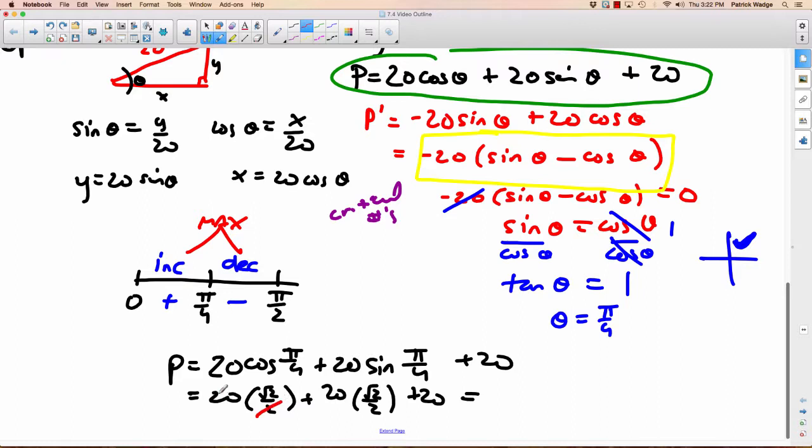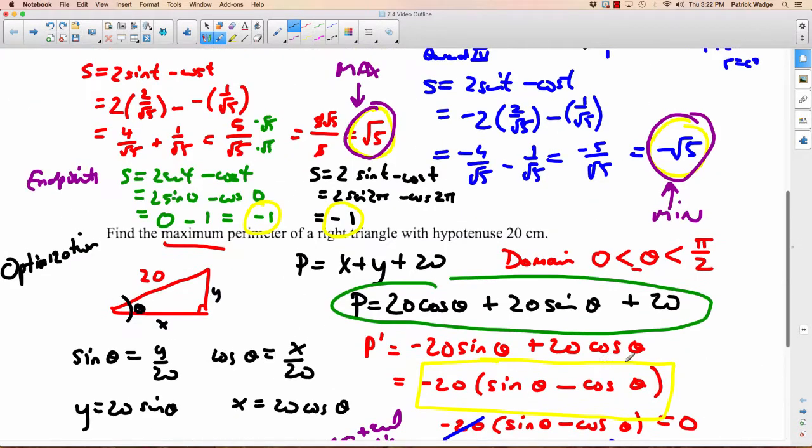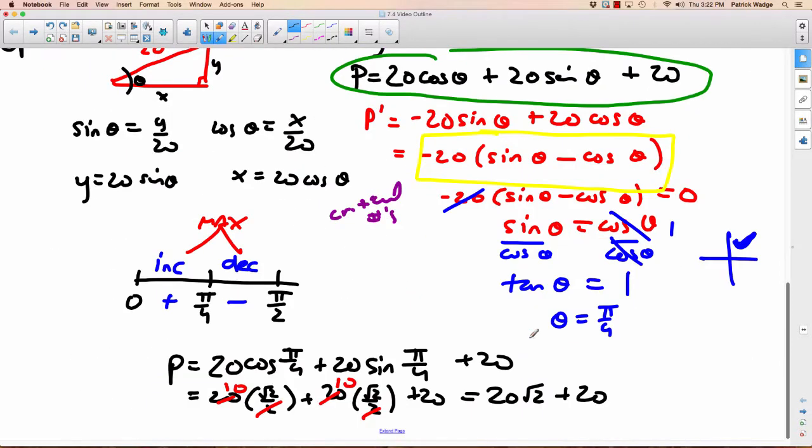So we have 20 times root 2 over 2 plus 20 times root 2 over 2 plus 20, which equals, these would cancel, and you'd have a 10 here. Same here. So you've got 10 root 2 plus another 10 root 2, which is 20 root 2, plus another 20. You could factor out the 20, but I don't think it's really necessary here. So here's your answer, 20 root 2 plus 20. We wanted to know the maximum perimeter, so the total distance around this triangle with hypotenuse 20 is 20 root 2 plus 20 centimeters. That's the biggest perimeter possible.